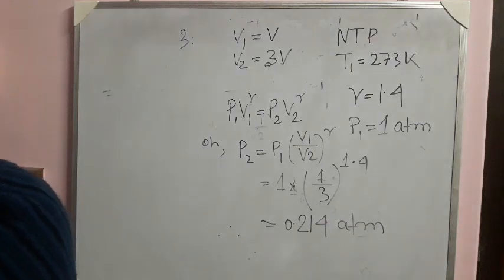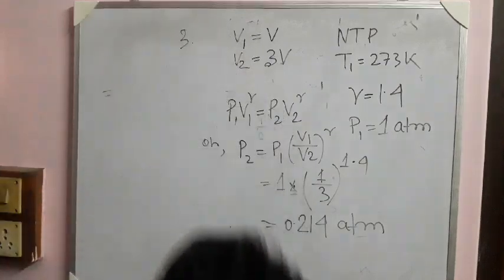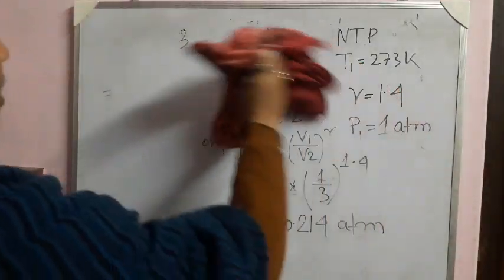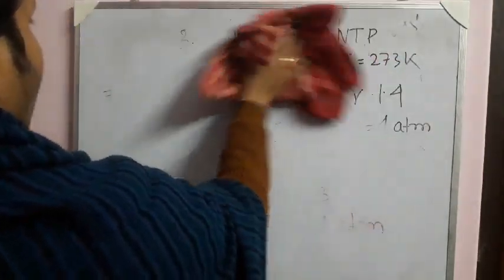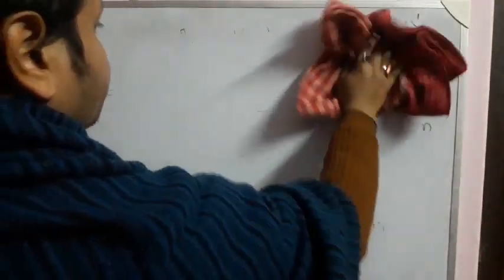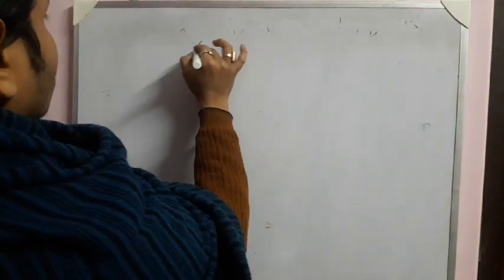Now I follow this numerical from A.B. Gupta and Brijlal's book. There are also various books from which you can collect these numericals. So let us move to numerical 4.